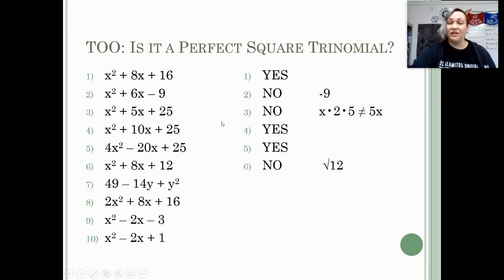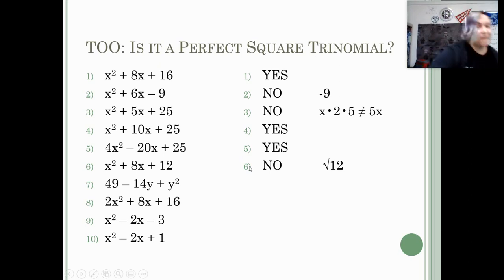For number 6, I got a no because the last number is not a perfect square. I don't know the square root of 12. Just to clarify, I'm just identifying right now if it's a perfect square trinomial. And I'm saying, no, this is not a perfect square trinomial. That doesn't mean this can't be factored. That just means we can't use this method.